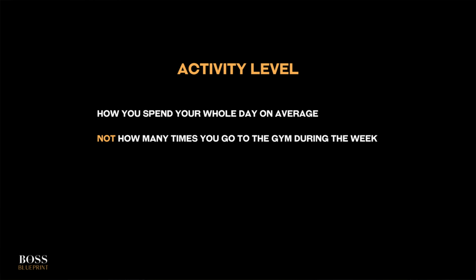Because your activity level is how you spend your whole day on average. It's not how many times you go to the gym during the week, it's the whole day. For example, a person could work out 6 times a week, but if they are sitting down 8 hours a day due to their job, that's still sedentary. So what are these sedentary, moderate, and high activity levels?